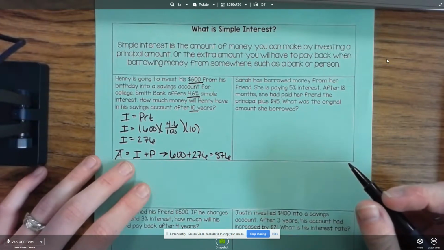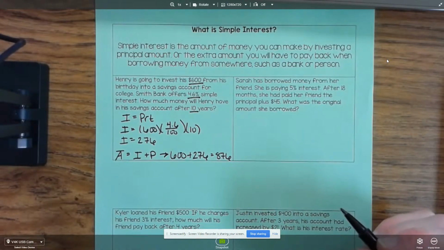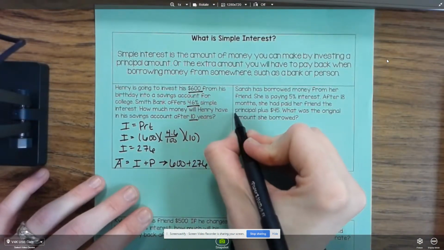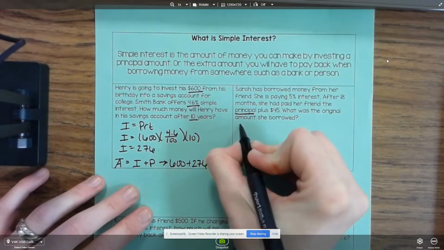The next one says, Sarah has borrowed money from her friend. She is paying 5% interest. After 18 months, she paid her friend the principal plus $45. What was the original amount she borrowed? So what we're looking for here is the principal. We don't know what the principal is.